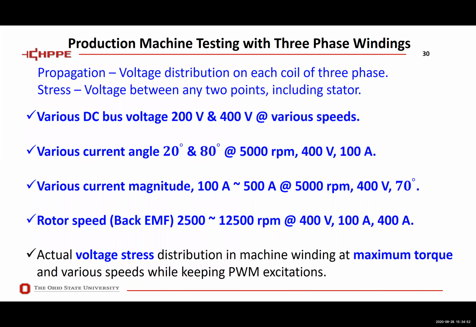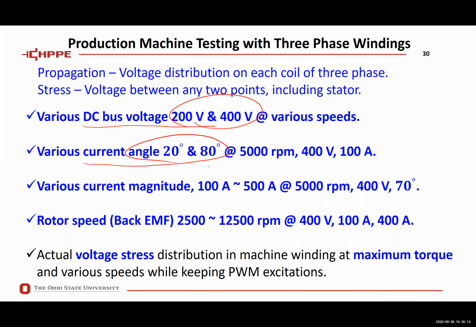Okay. Then for the production motor, we did a lot of testing to look at the voltage propagation. So we changed the DC bus voltage. Those are very typical voltages for hybrid electric vehicle applications. And we also tried different current angles.